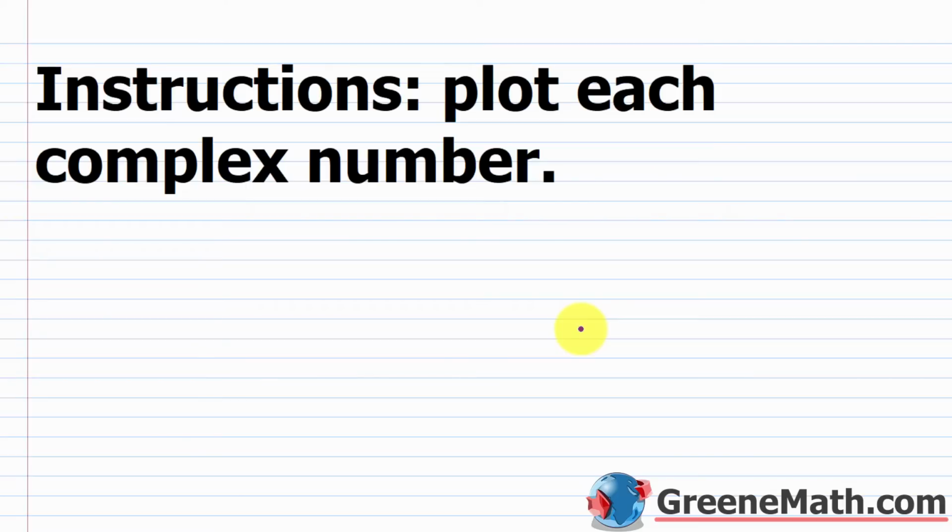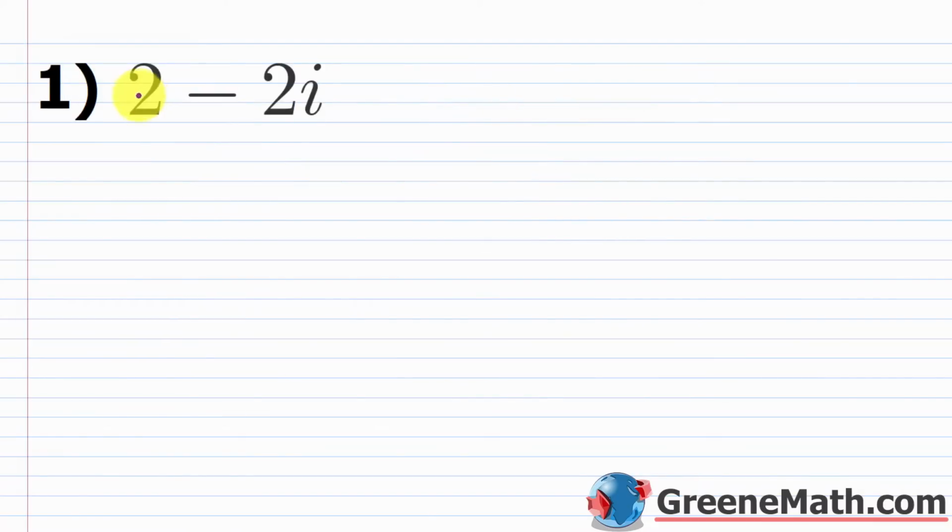All right, let's take a look at the practice test. For the instructions, we're asked to plot each complex number. So for the first one, we have 2 minus 2i. And I'm just going to rewrite this as 2 plus negative 2 times my imaginary unit i.